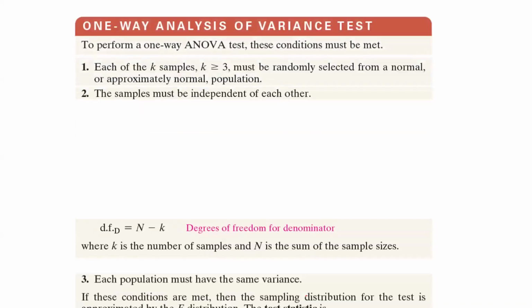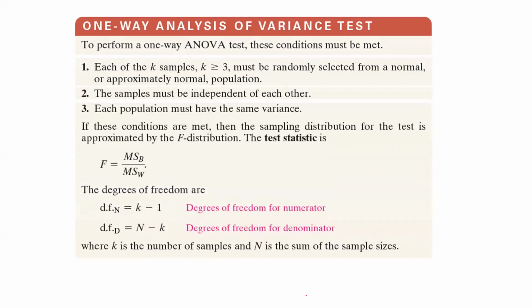So when it comes to one-way analysis of variance, you have the following steps. To perform a one-way ANOVA test, these conditions must be met. Each of the K samples, K must be more than or equal to 3, must be randomly selected from a normal or approximately normal population. 2, the samples must be independent. 3, each population must have the same variance. If these conditions are met, then the sampling distribution for the test is approximated by F distribution, and you can move on to calculate the test statistic.